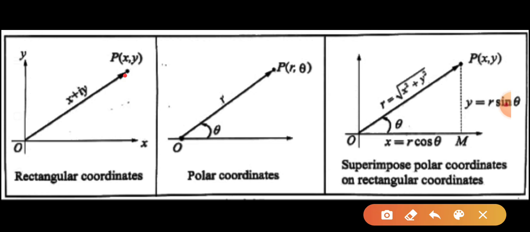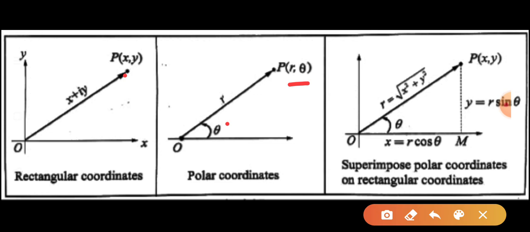Next, polar coordinates, that is r comma theta, where r is the distance from the origin and theta is the angle made with the axis. That is here, theta is here. This is polar coordinates.